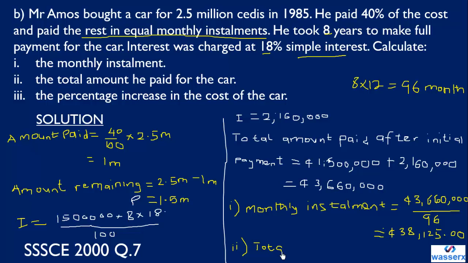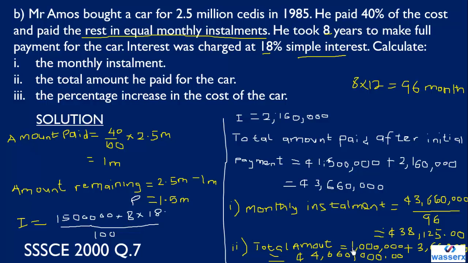Now, the total amount paid will be equal to the 1 million paid initially plus the 3,660,000. So this will give us 4,660,000 Ghana cedis, old Ghana cedis.